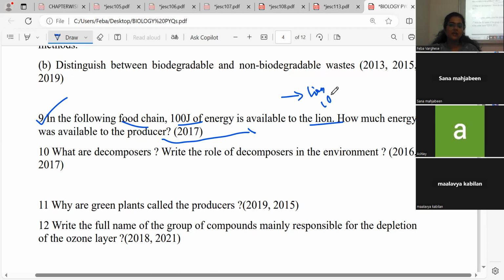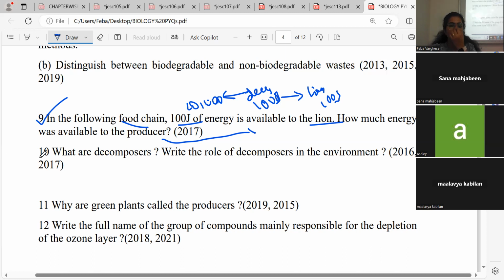So the lion is having 100 joules. Then suppose it is a deer over here. Deer will be having 1000 joules. And the deer is consuming some grass. It's a secondary consumer. So it will be 10,000. Okay, all right.